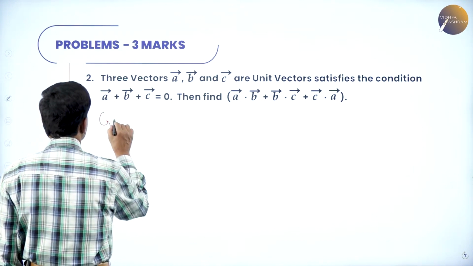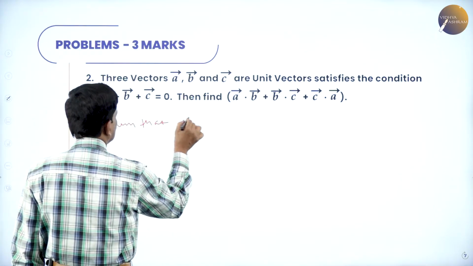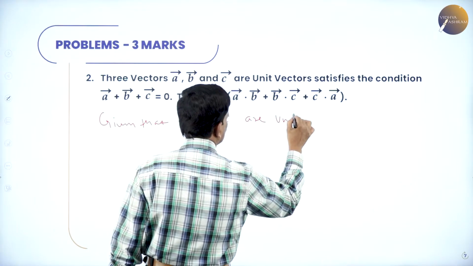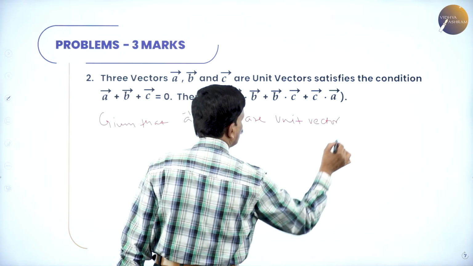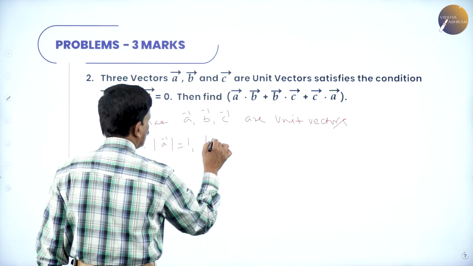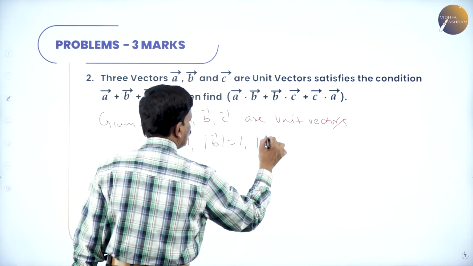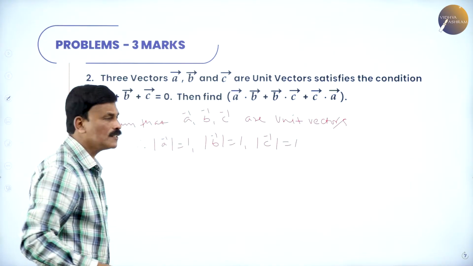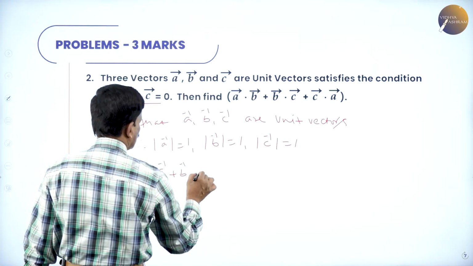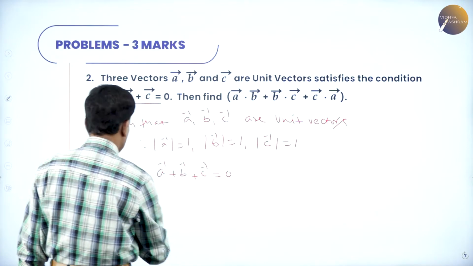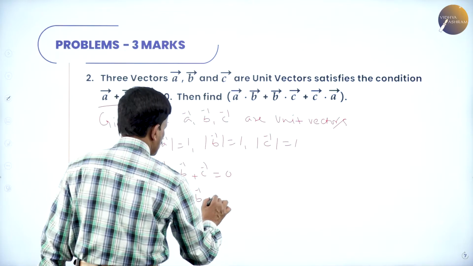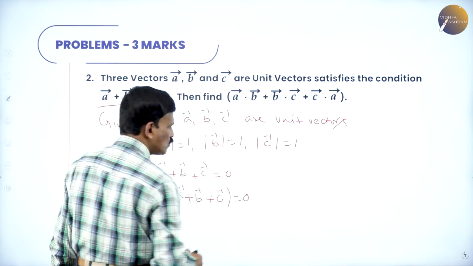Now what is given here? Vector A, vector B, vector C are unit vectors. Unit vectors means, therefore, the magnitude of A is 1, magnitude of B is equal to 1, magnitude of C is also equal to 1. Now what is the condition given? Vector A plus B plus C is equal to 0. Squaring on both sides as usual, vector A plus B plus C whole squared is equal to 0.